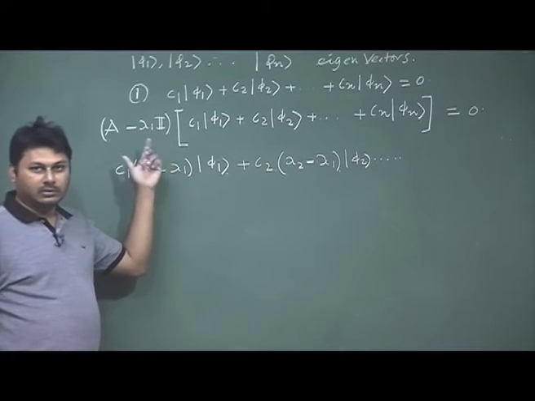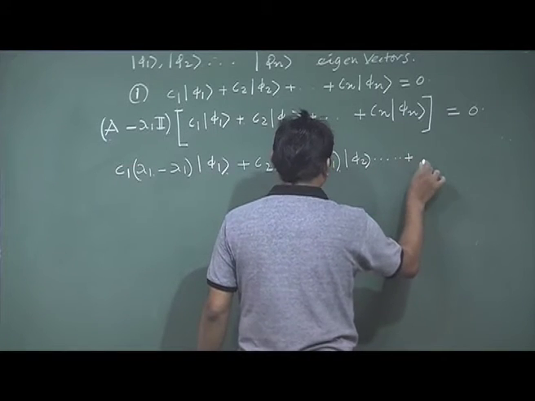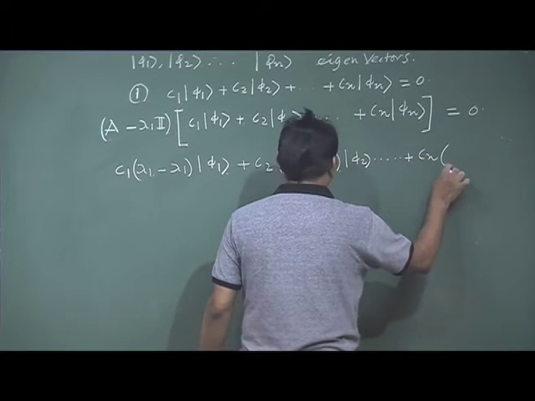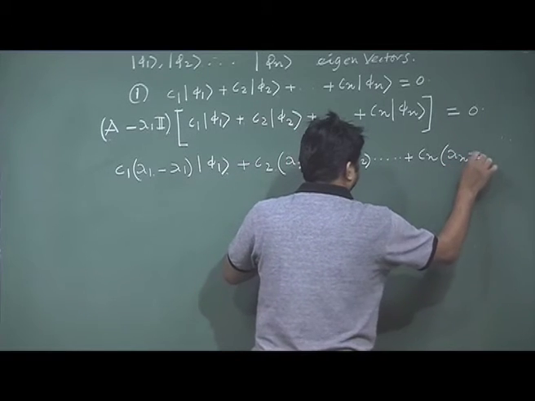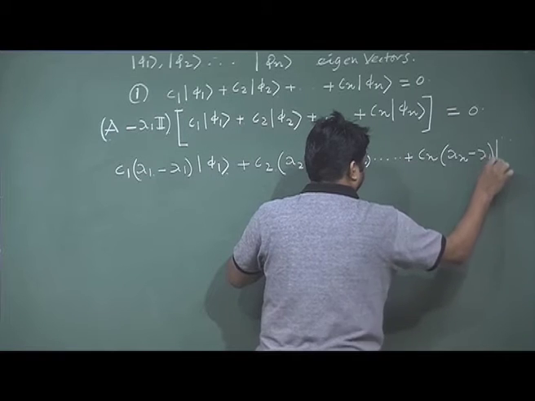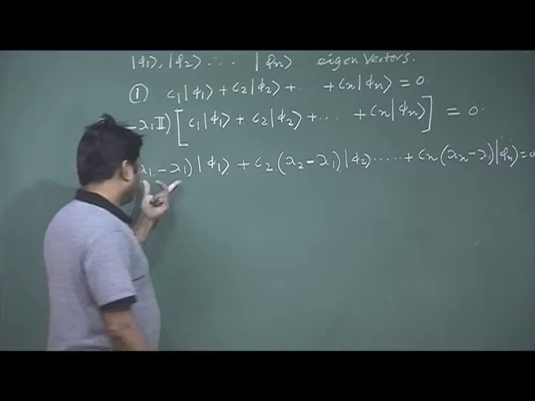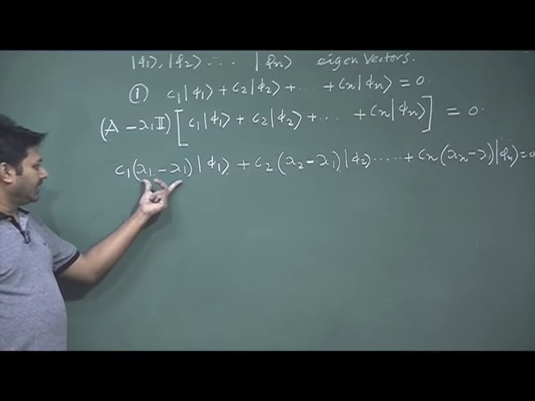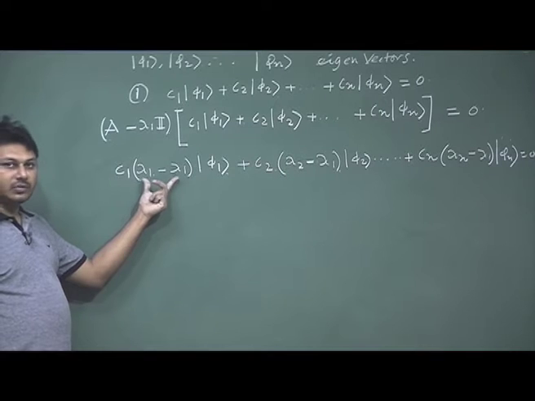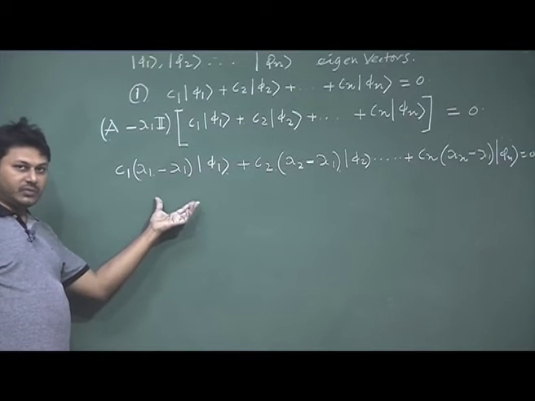If I go on, then I will have my final term Cn (lambda n minus lambda 1) phi n is equal to 0. Now, the first term you can see that this is 0, lambda 1 minus lambda 2 is 0. So, what equation, after putting this operation over that, what equation am I getting?